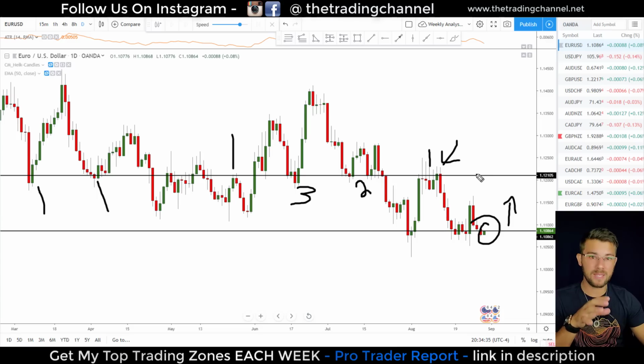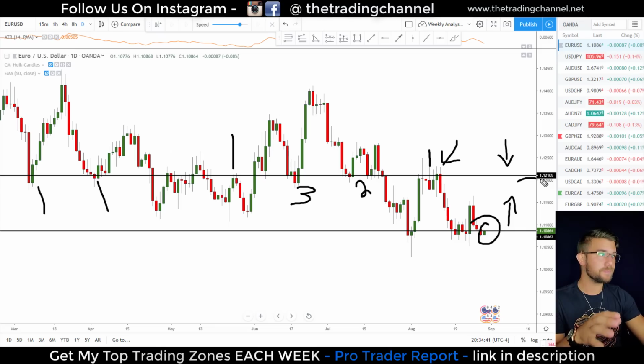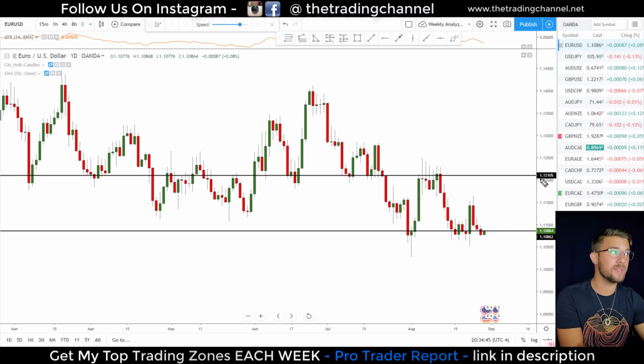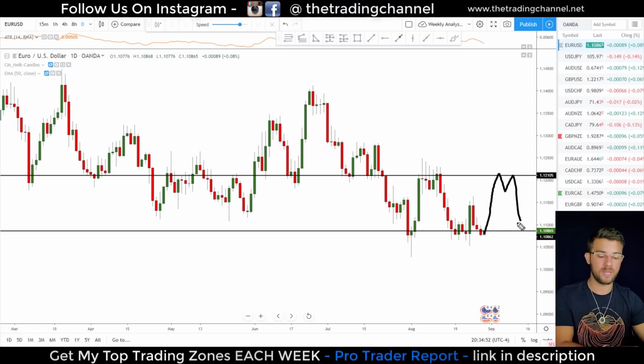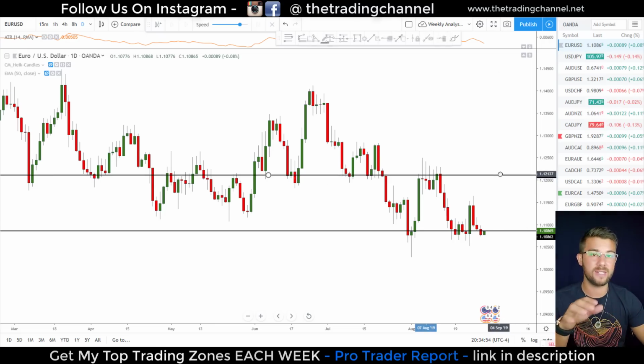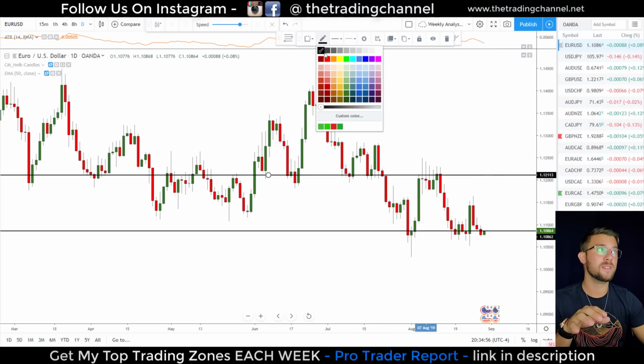So with this being the case, this area around 1.12 even is an area on the euro dollar that I'm going to be paying attention to. And since the market is currently below it, I'll be paying attention to it as resistance for possible shorting opportunities. So I'm going to change the color of this line to red.